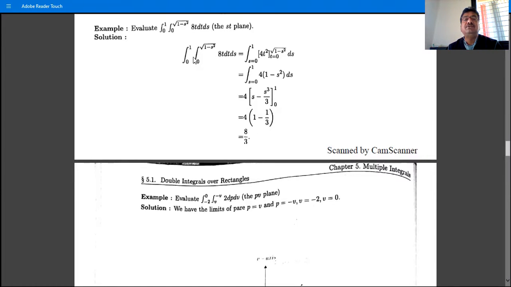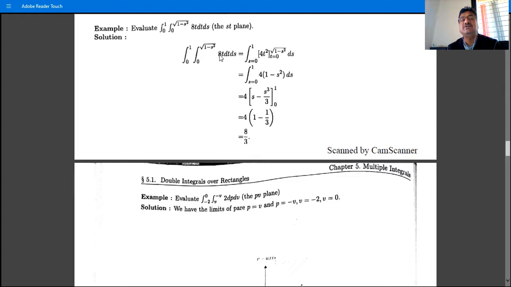So integration from 0 to 1, integration from 0 to root 1 minus s squared, 8 dt ds. The limit 0 to root 1 minus s squared is on t. So integrate with respect to t first because the limit of t is in terms of a variable, and this 0 to 1 is the limit on s, meaning the limit of s is constant. So after integrating with respect to t, then integrate with respect to s.